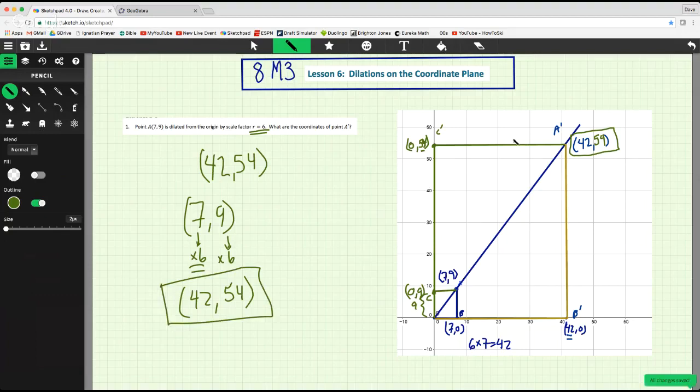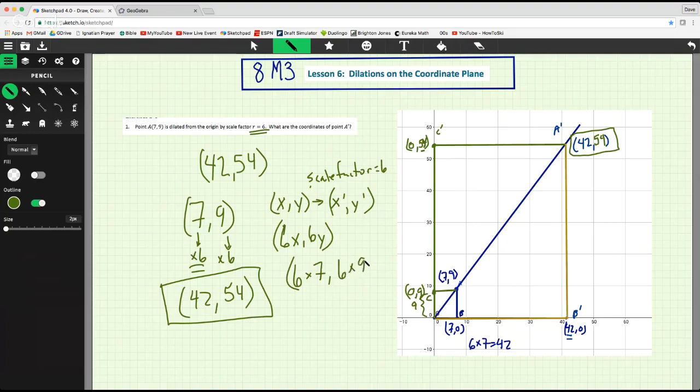Right? So drawing all the shapes helps you prove dilations in the coordinate plane and how we calculate them. But the formula, again, is x, y. If we dilate that to x prime, y prime, using a scale factor of 6, our answer is 6x, 6y, or 6 times 7, 6 times 9.